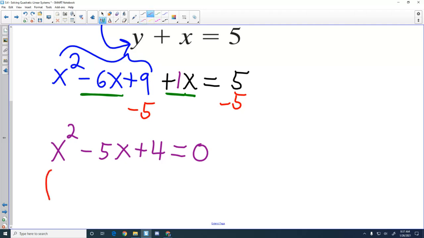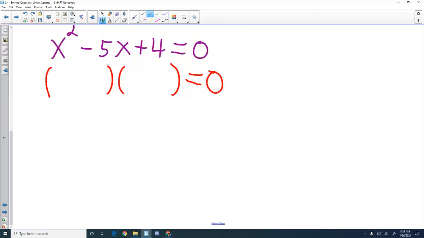And so, are there two numbers that can multiply to 4 and add to negative 5? How about a negative 4 and a negative 1? x minus 4, x minus 1. Right? A negative 4 times a negative 1 would equal a positive 4. But if you add those together, a negative 4 minus 1, we get a negative 5. So those would be our two factors.